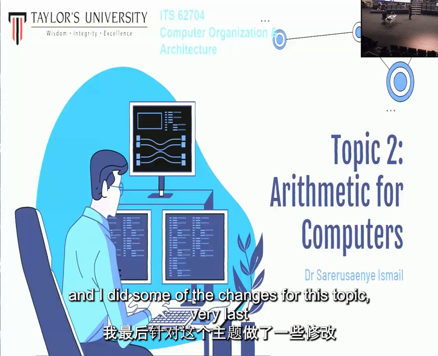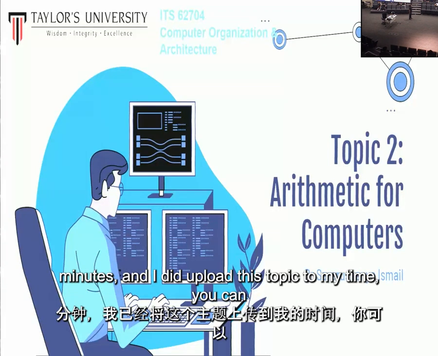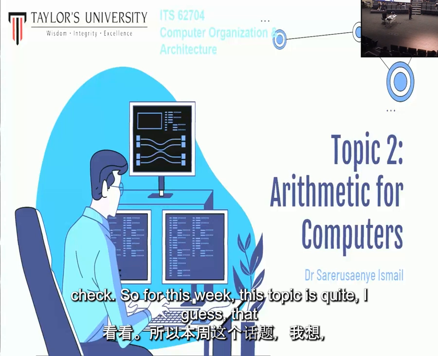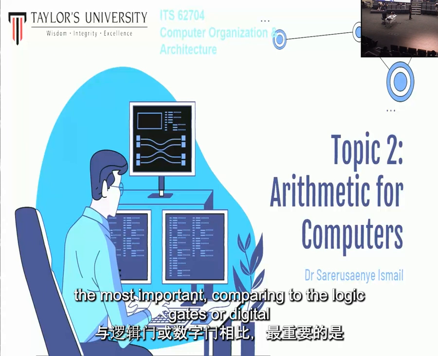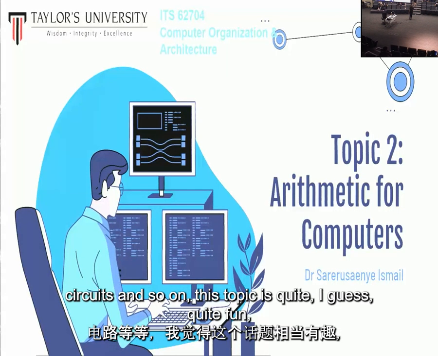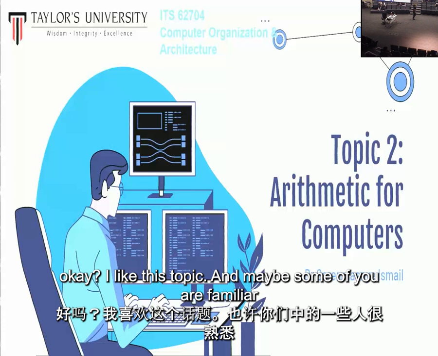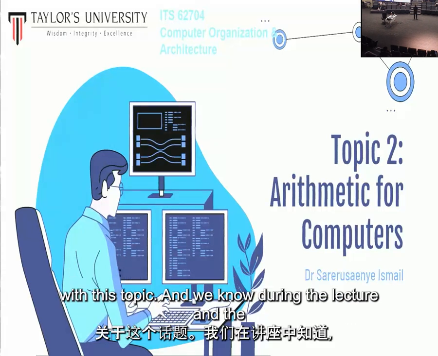As you see, this is the topic, and I made some changes to it at the very last minute, and I uploaded it. You can check. For this week, this topic is, I guess, the most important compared to the logic gates or digital circuits and so on. This topic is quite fun. I like this topic, and maybe some of you are familiar with it.